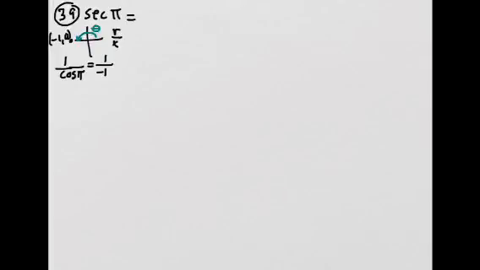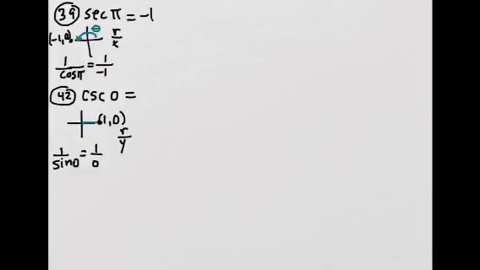Alright, so 39, we have secant of pi. Here you have the angle pi. I wrote it as its definition, so secant is r over x. I also wrote it as 1 over cosine pi. And we know cosine pi is -1, so that gives us -1.